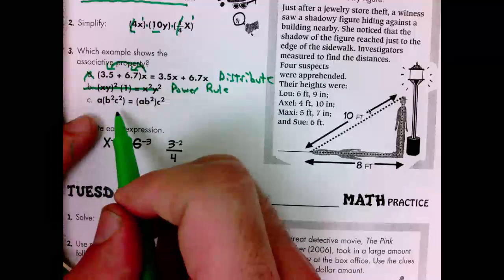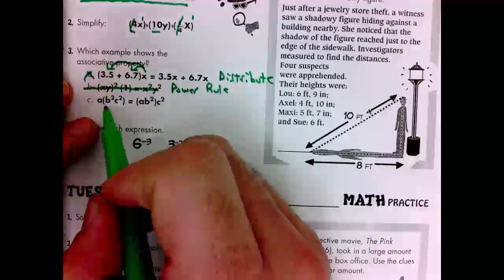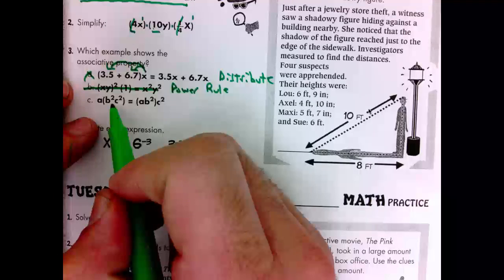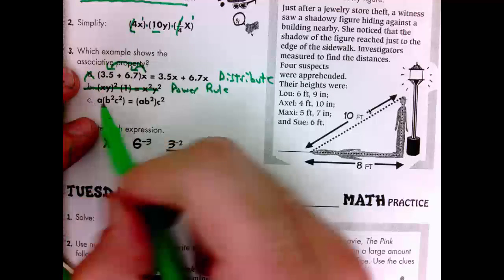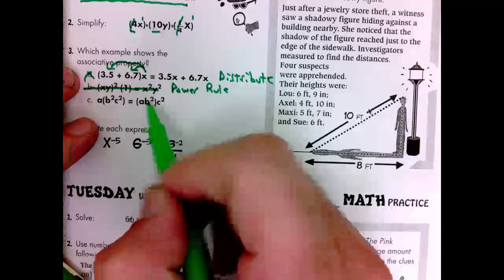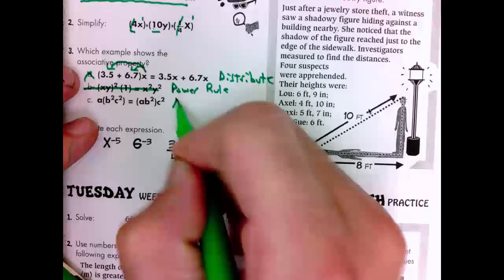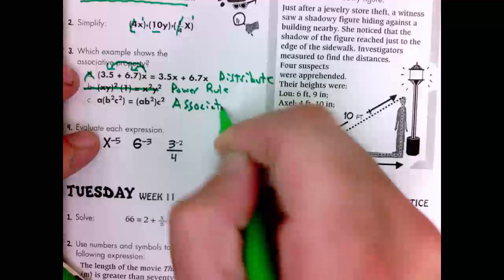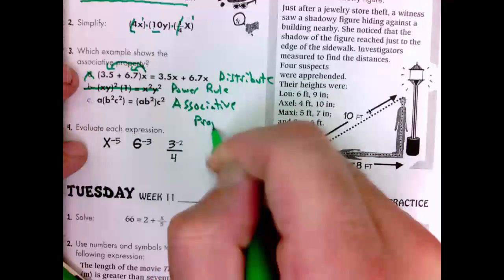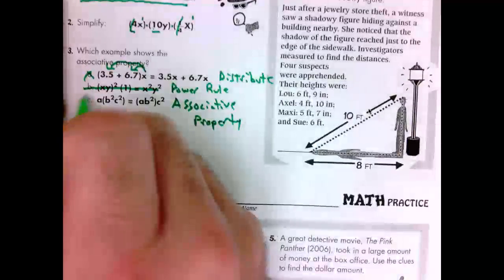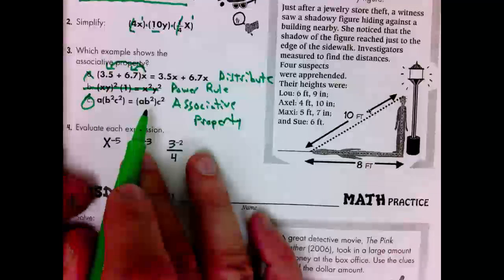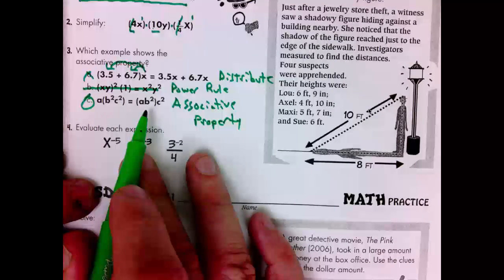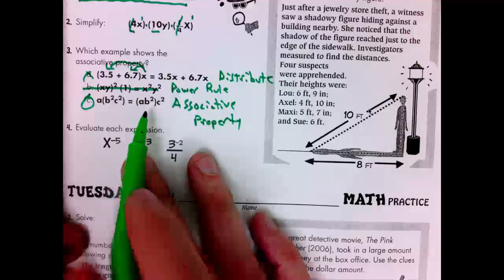But C, all right, here we're saying we're going to multiply these two together and then multiply by A. Here it says we're going to multiply A and B squared and then multiply by C. This is the associative property. When we're dealing with multiplication, we can change the grouping, but the product will remain the same.